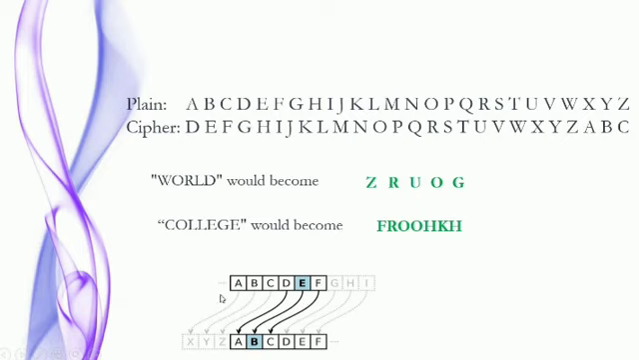Now here the key is 3, because 1, 2, 3. After skipping 3 letters, A will be replaced by D, B will be replaced by E. If the key is 4, then 4 letters will be skipped and we start from E. So A will be replaced by E and B will be replaced by F and so on.